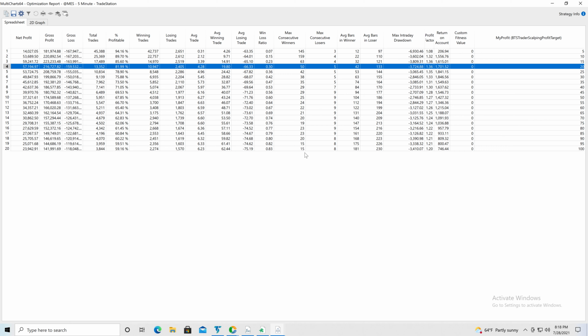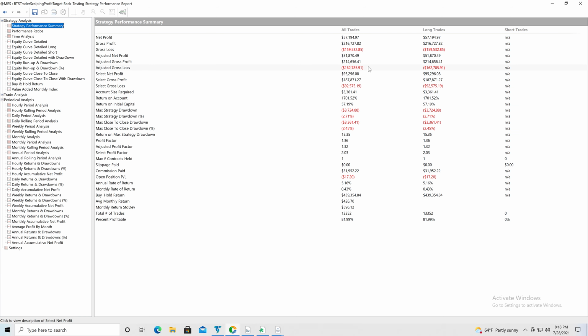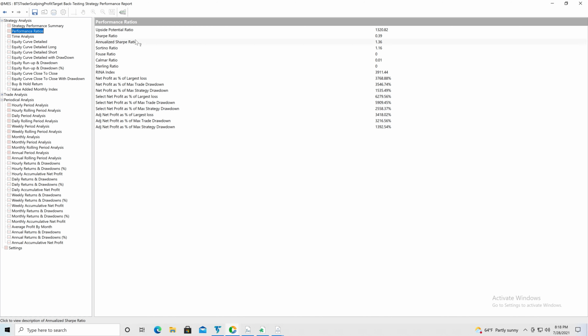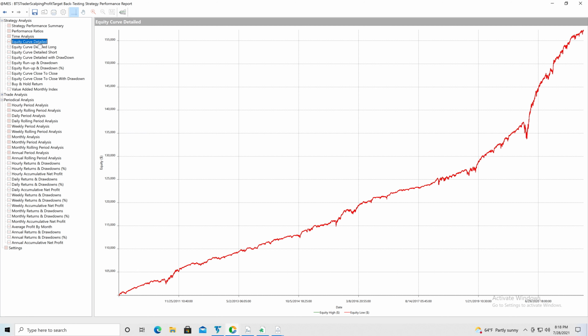So we'll look in that strategy performance report. So here's a strategy performance report. Like we saw before, 57,000. We paid 31,000 in commission, 82% profitable. Drawdown is even less than last time. Sharpe ratio 1.36, very nice. Equity curve looks very nice as well, so nothing to complain about.